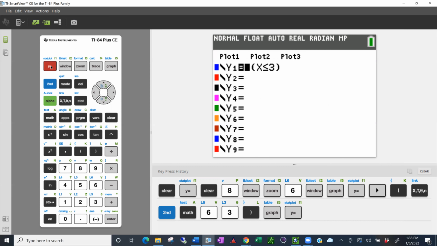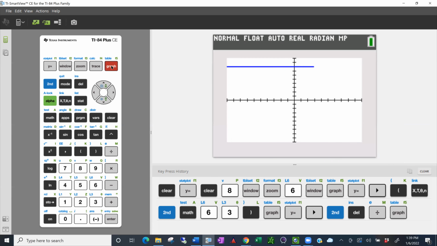So what I'll do, and the easy thing for you to do, is just when you're typing these conditions in, hit the divide key. Second, insert, divide key. Because now when this is false, you're dividing by 0 and it can't graph it because it's undefined. So there you go. That's what you want.